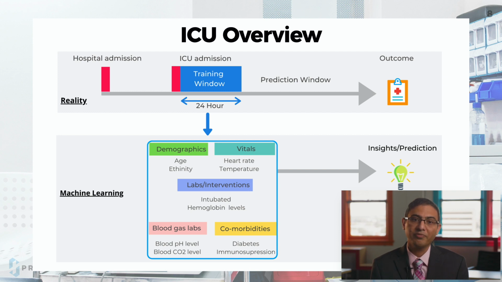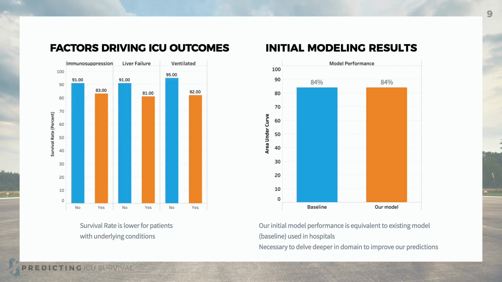First, we have to identify the variables and predictors that have an effect on the outcome. We started with the very obvious ones. For example, how old is the patient? Do they have any underlying conditions? How are his vital signs? We explored these variables to see if they impact the outcome, and the chart on the left shows that they indeed do. The survival rate is lower for the patients who have underlying disease versus those who do not. We use these variables, predictors, as the input to our model. And the chart on the right shows that the results we got are comparable to the baseline, which is the existing model used by the hospitals.